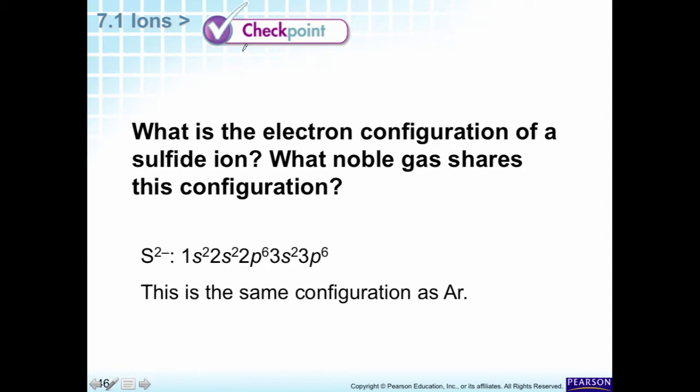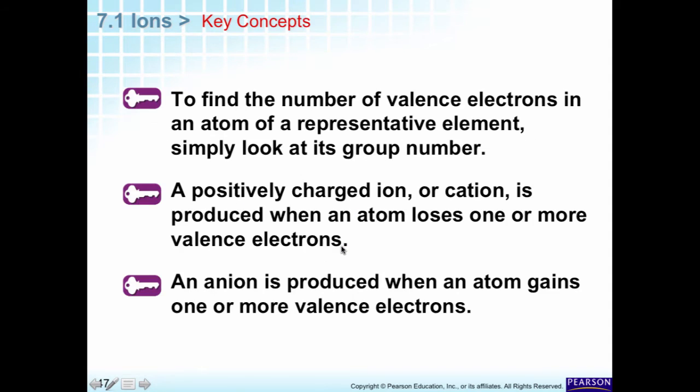So sulfur, okay, just regular old sulfur is 1s2, 2s2, 2p6, 3s2, 3p4. So this 4 becomes a 6 when it gets 2 more electrons. Kind of different because it's a minus sign, but remember electrons are negative, so that's what happens.